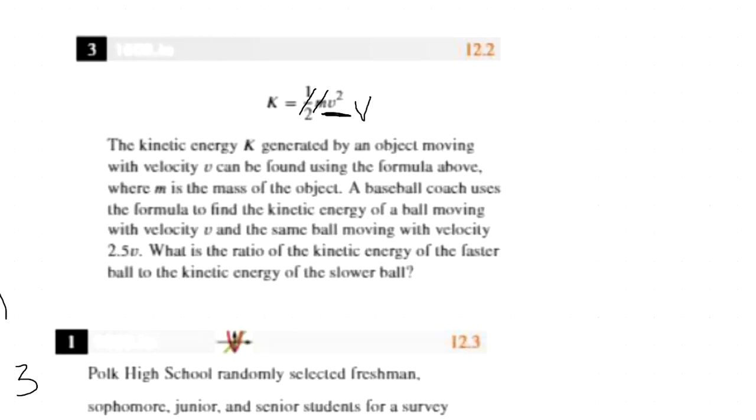Now, what's the ratio of the kinetic energy of the faster ball to the kinetic energy of the slower ball? The faster ball has 2.5v. So the ratio will be the faster ball, 2.5v, and you know it is squared here. So you square it like this. Over what?